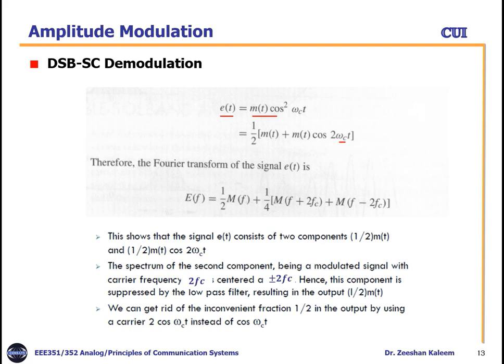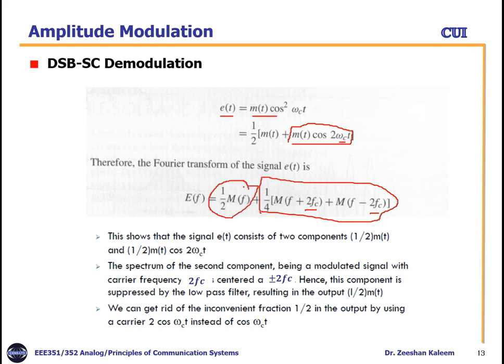Therefore, if we take the Fourier transform of this signal, we get half m of f, and then you know that m of t cos 2 omega ct, we already proved in the modulation part. Here, instead of omega c there is 2 omega c, so the frequency will be plus and minus 2fc, and previously there was a half, and due to the half here again, it will be one fourth. So we get half M of f plus one fourth M of f plus 2fc plus one fourth M of f minus 2fc. This last part is non-desired. We need to recover only the first part, which is our message signal.